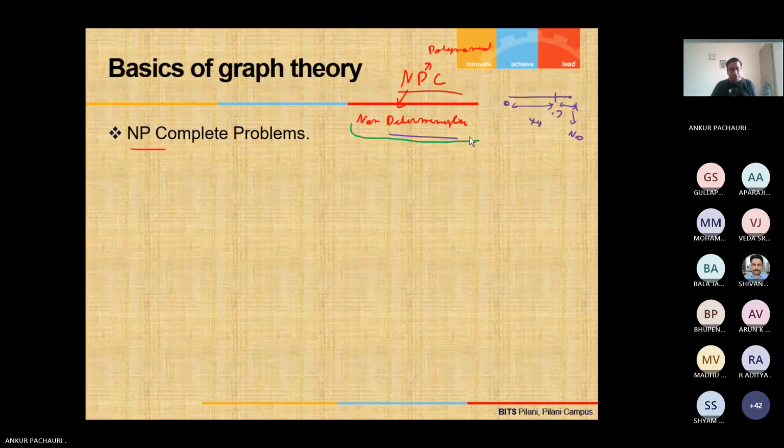Now, this is the difference between deterministic and non-deterministic. Now, the second story is regarding the complexity. Let me change the color.